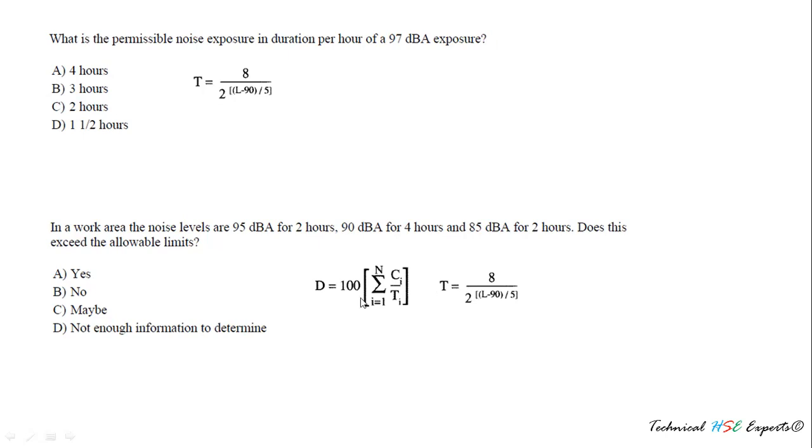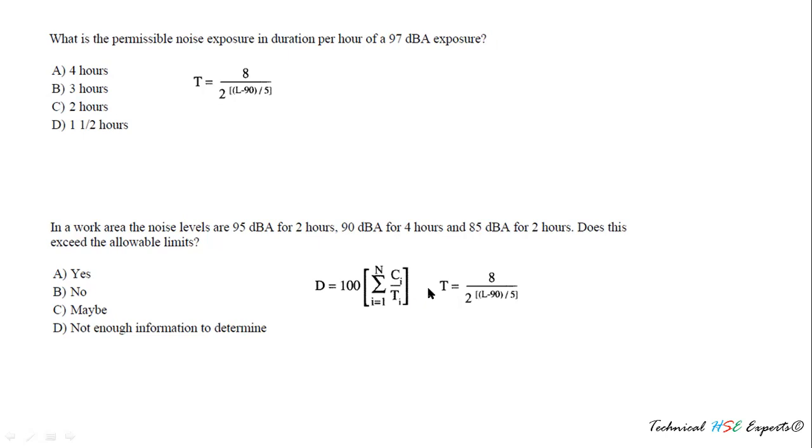So now we will move to the next step using the dose formula, which is 100 multiplied by the summation of C by T. C represents how many hours you have been exposed to the particular noise. For 95 it is exposed for 2 hours, so 2 divided by what we received for 95, which is 4. So 2 divided by 4 plus 4 divided by 8 plus 2 divided by 16.